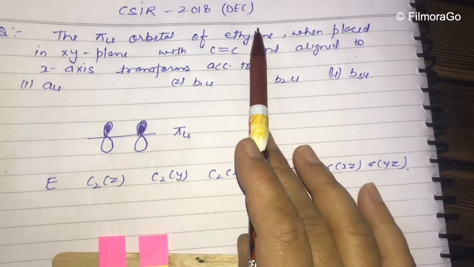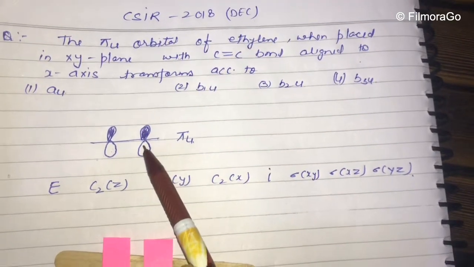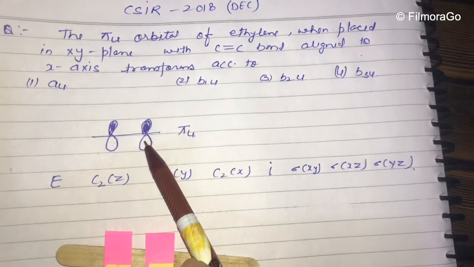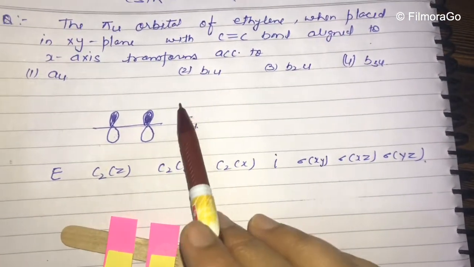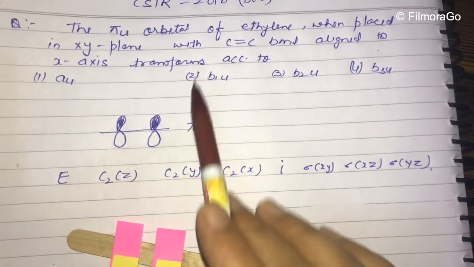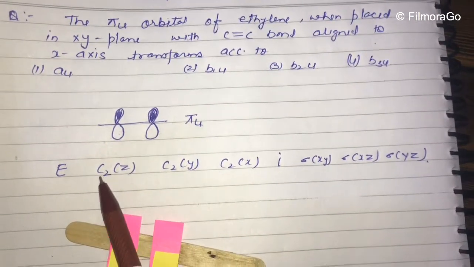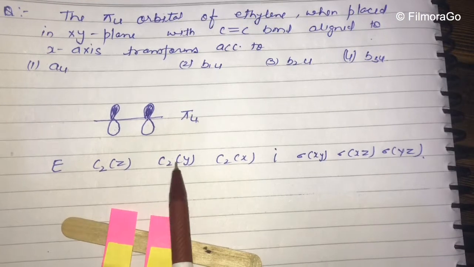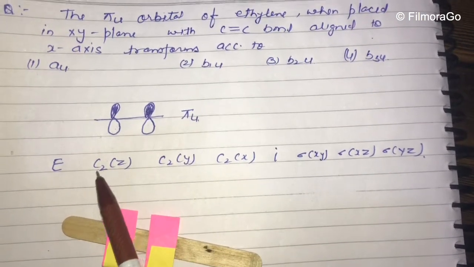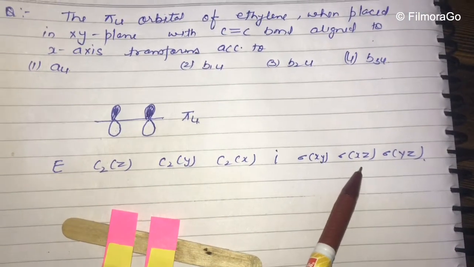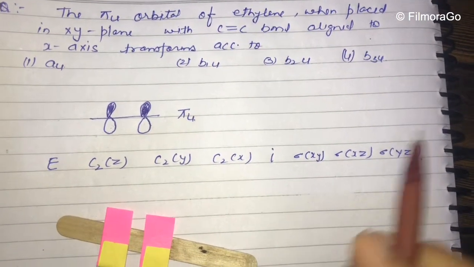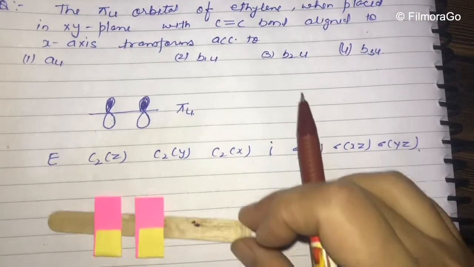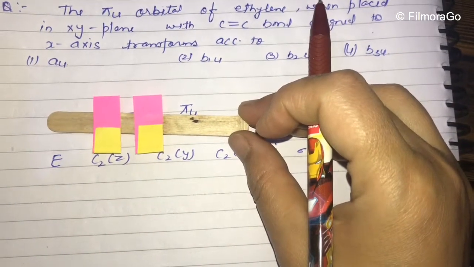CSIR 2018. This is given as the pi-u orbital of ethylene. We have to find out the irreducible representation for this compound, and the operations we have to perform on this pi-u orbital are given as follows in the table. So we have to find out the irreducible representation and their characters. So basically it is a type of orbital. It is a very interesting question.